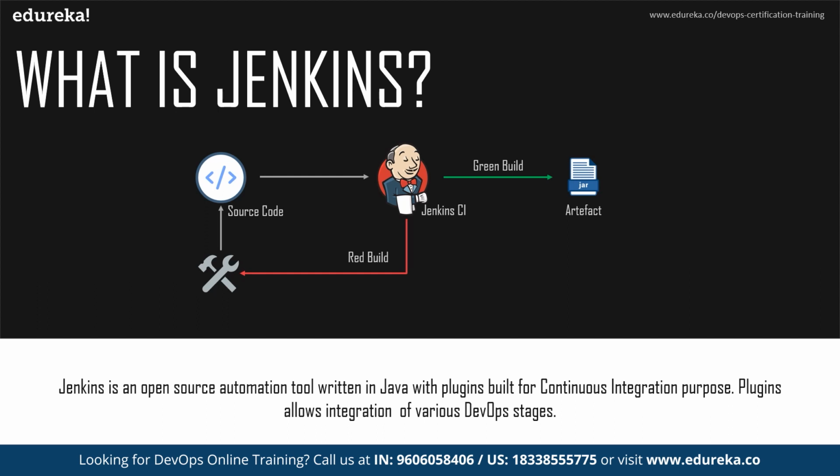Using these plugins, we set up purposes, for example, unit testing. Now you can do compiling, you can do packaging. You can create some reports. You can do some logging. All these things are possible using plugins in Jenkins.